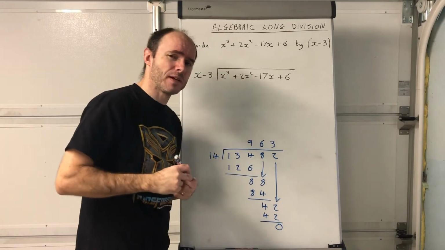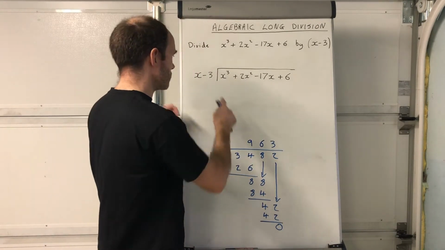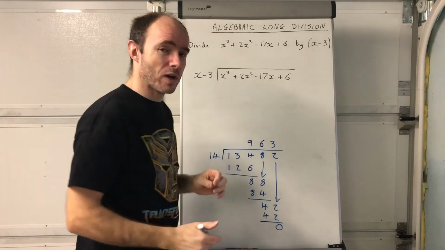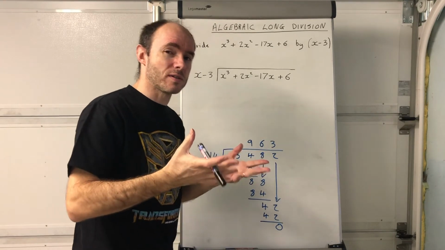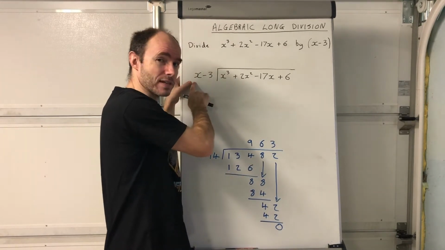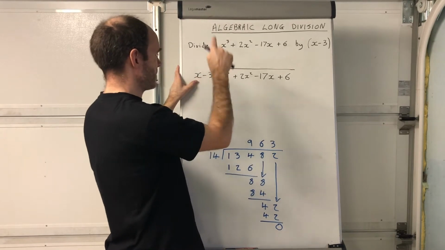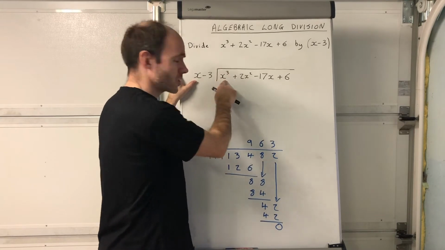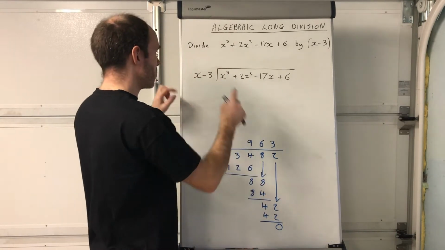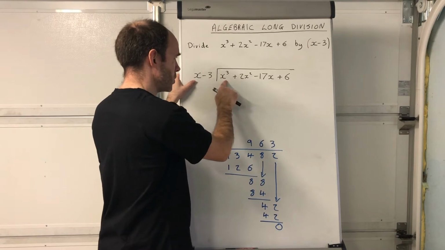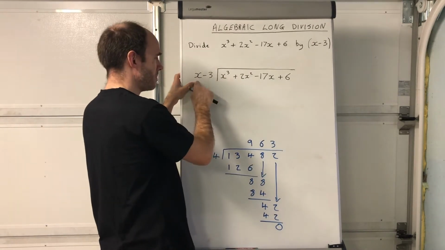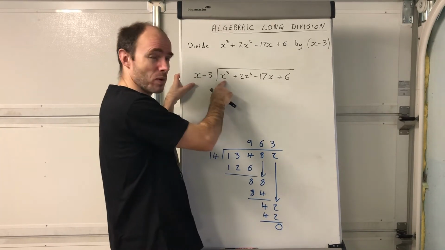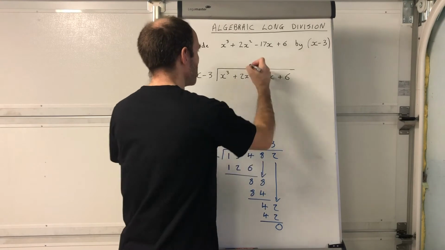Now, the thing to do to make this easier is, rather than look at x minus 3 dividing into any of these terms, we're going to look at the largest term in x minus 3, which is x. That's the largest value out of x and negative 3. So we see how many times x goes into x cubed. Or put more simply, what do you multiply x by to get x cubed? We multiply by x squared, and we write that answer up here.